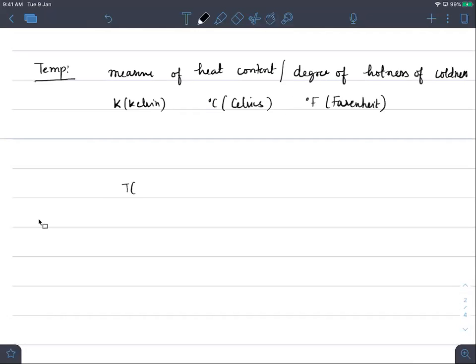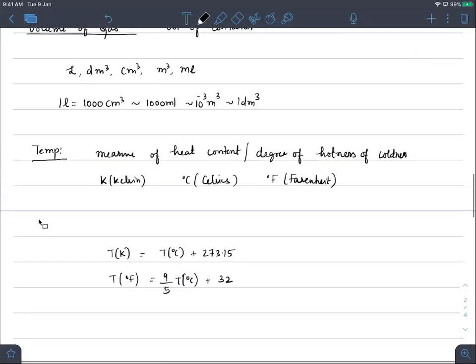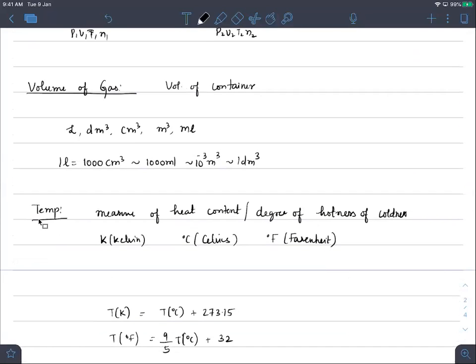The way they are related is: Kelvin scale is equal to degree centigrade plus 273.15, and degree Fahrenheit is 9 by 5 times the temperature in degree centigrade plus 32. Okay. So this is the next important term you must learn about: what are the state functions, what are their units, and how they are related with one another.